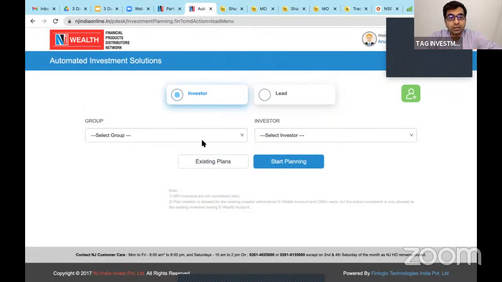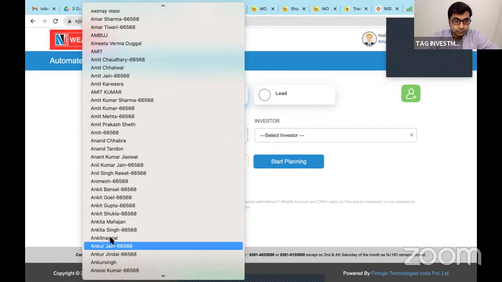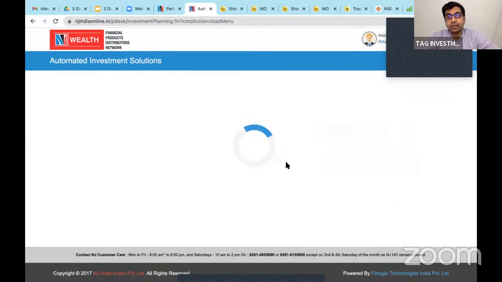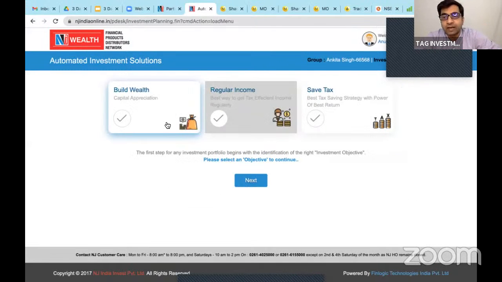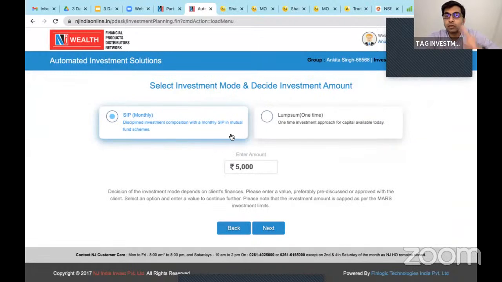Now, supposedly you are an investor, and I'll take an example. Say I choose I want to start planning, and my objective of investing in mutual funds is to build wealth. Maybe somebody's objective is to create regular income, or maybe to save tax. Supposedly I say I want to build wealth, so I choose that option.